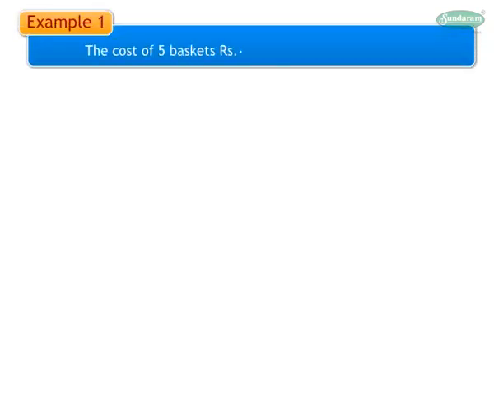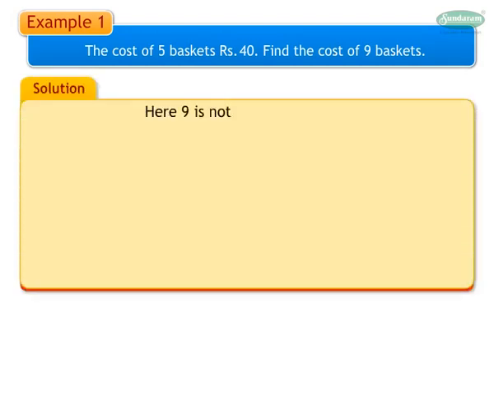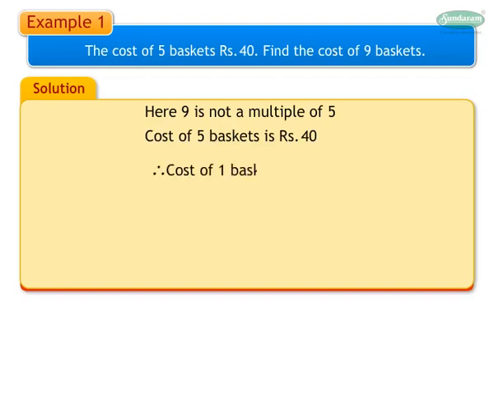Example 1. The cost of 5 baskets is rupees 40. Find the cost of 9 baskets. Solution. Here 9 is not a multiple of 5. So, to find the cost of 9 baskets, we have to find the cost of 1 basket. Cost of 5 baskets is rupees 40. Therefore, cost of 1 basket is equal to 40 upon 5, is equal to rupees 8. Therefore, cost of 9 baskets is equal to 8 into 9, is equal to rupees 72.